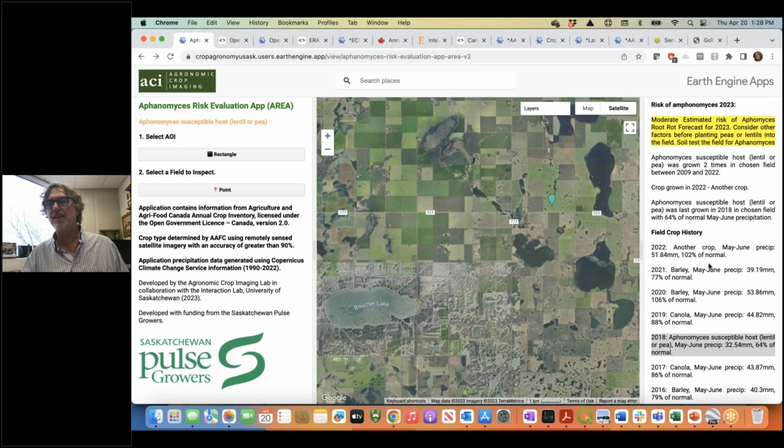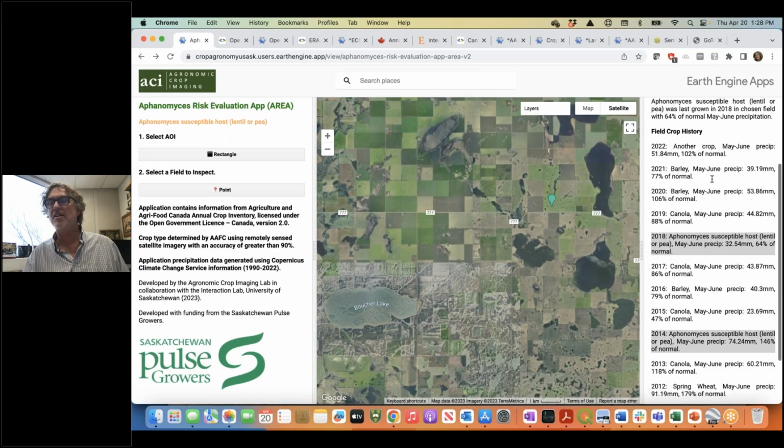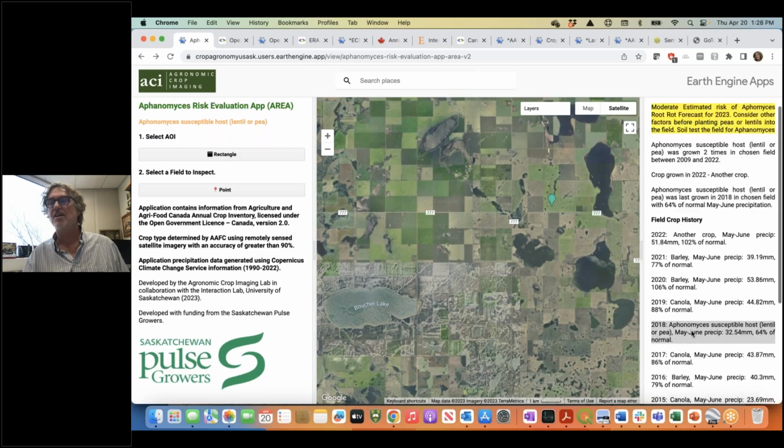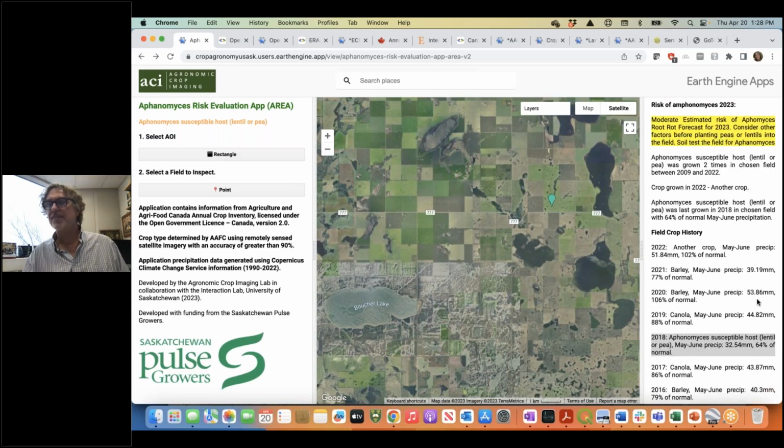So probably the risk is lower, although we know in some cases we're recommending an eight year rotation, so this is a moderate risk. You should know other factors, and it says Aphanomyces crop was grown 2 times since there. We had another instance of it there. So it's more of a moderate risk. Is this telling the absolute truth? No, it isn't telling the absolute truth. We're able just to determine the risk of what's happening there.